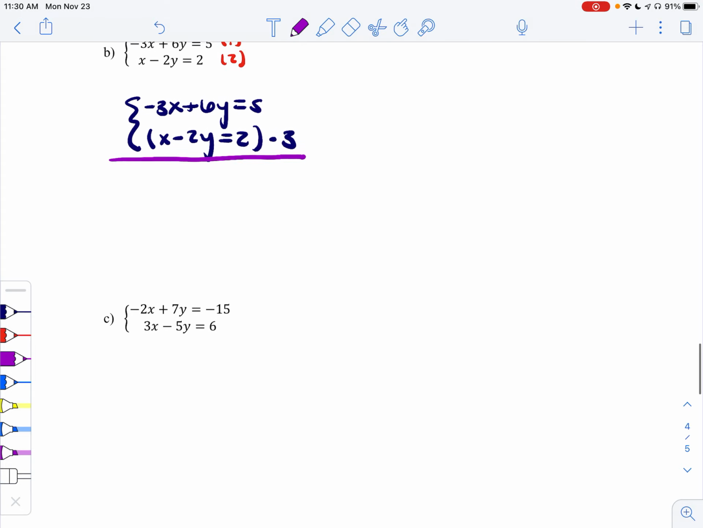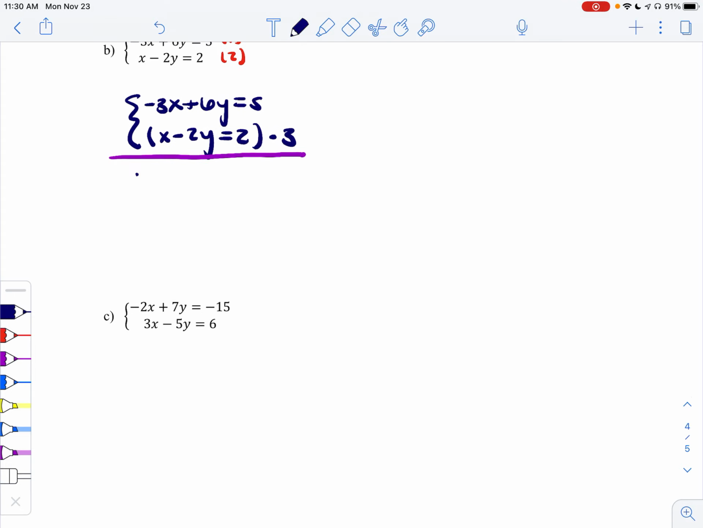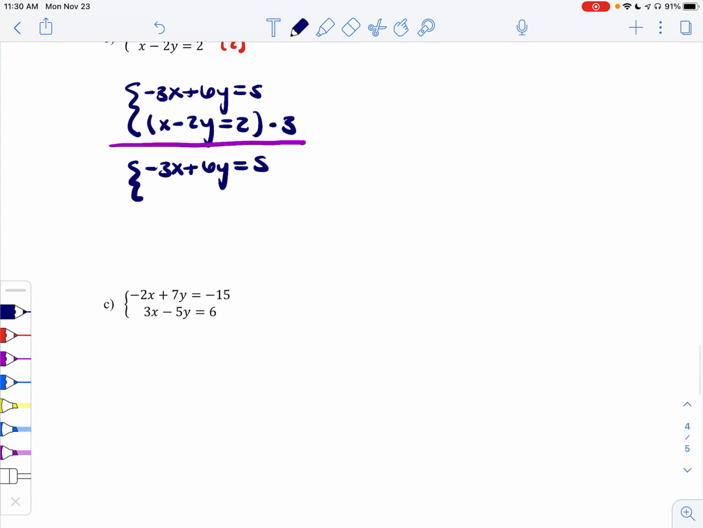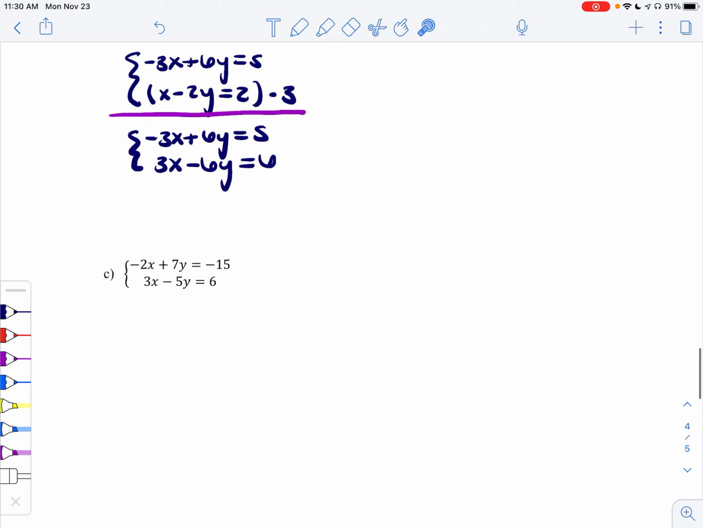All right, and then just rewriting this a little bit simplified, we'd have a negative 3x plus 6y is equal to 5, and then multiplying that whole second equation through by 3, you get 3x minus 6y is equal to 6. So make sure you remember to multiply all the terms in the equation by that 3. Okay, so now we can add our equations up.